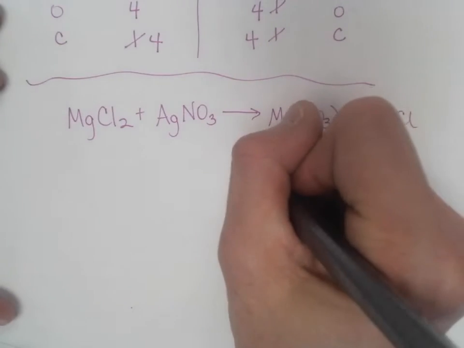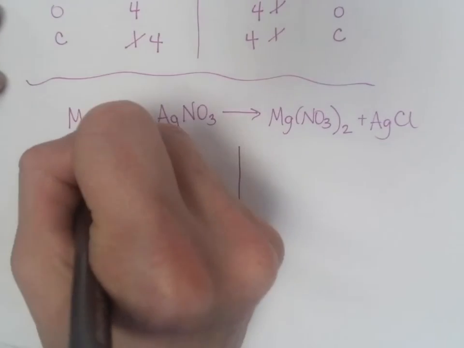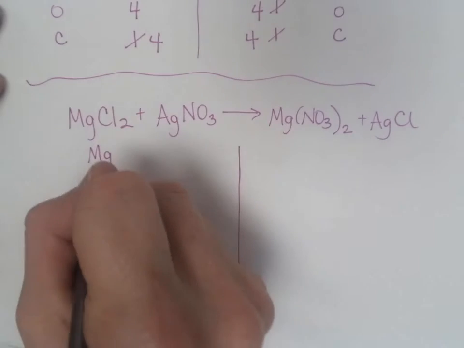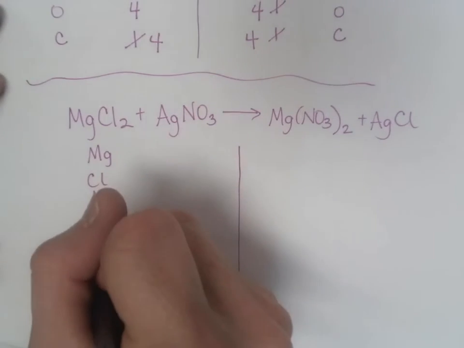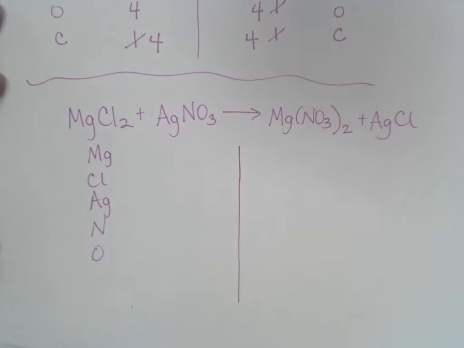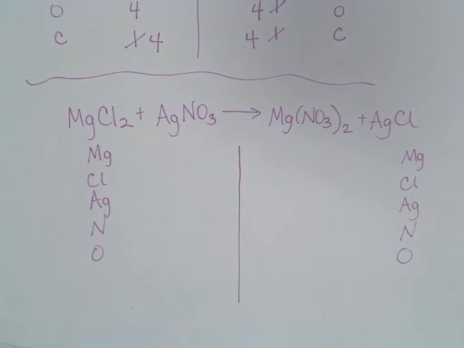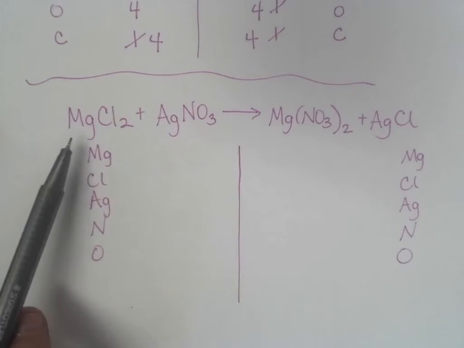We need to count up our atoms. So I'm going to make a list: magnesium, chlorine, nitrogen, oxygen, same thing over here. I'm going to do them in the same order for the sake of ease of seeing it later. If you do it in a different order, it's going to make it a little confusing. Okay? All right.